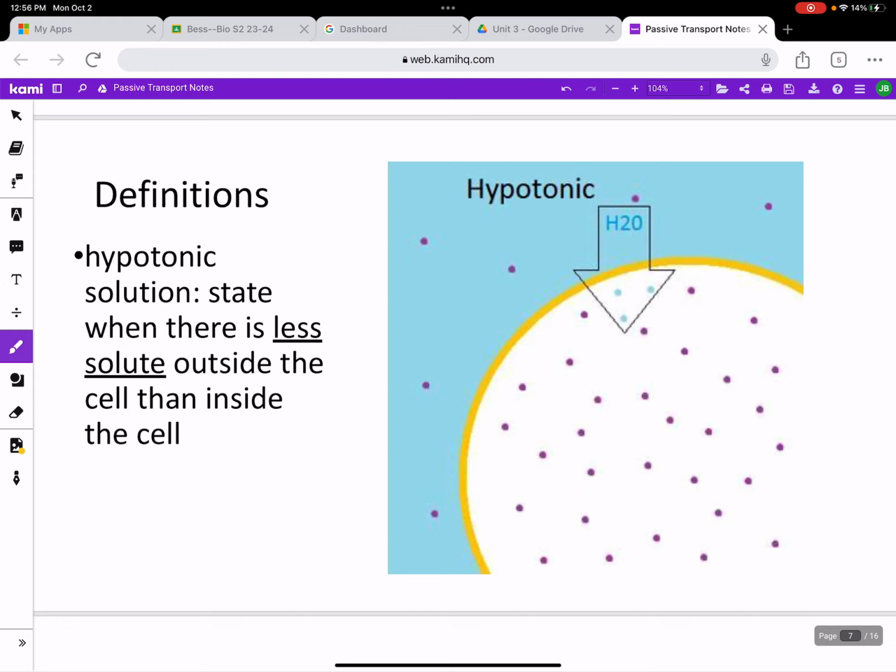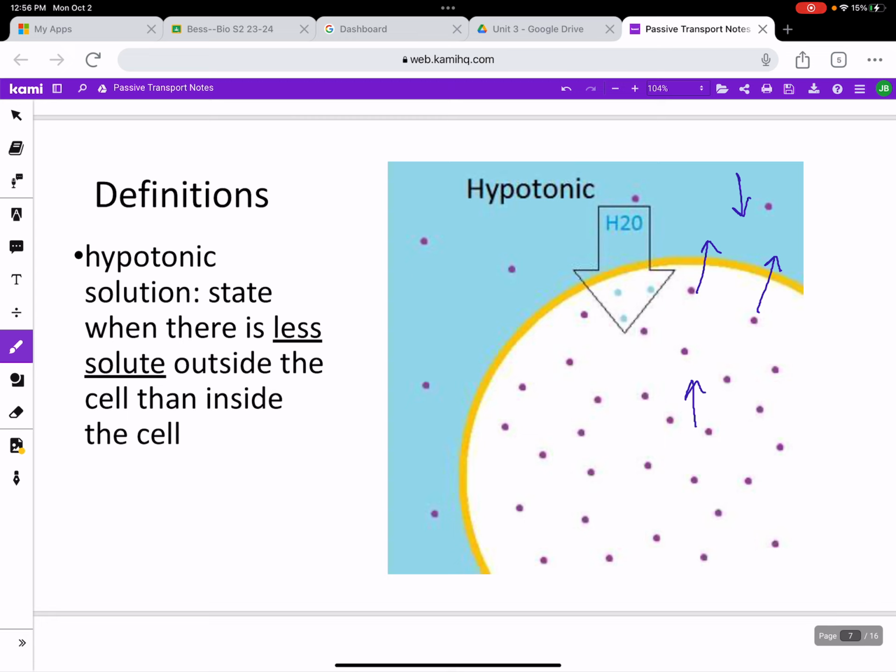If you're looking at just the general concentration, we have a high concentration of solute inside and a low concentration of solute outside the cell. So we have a concentration gradient here. According to what we know, that means that these purple molecules are going to want to move out.